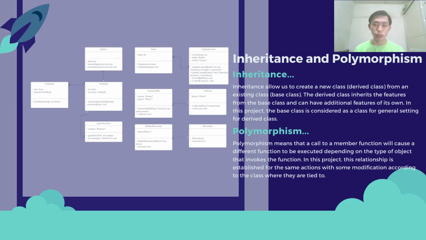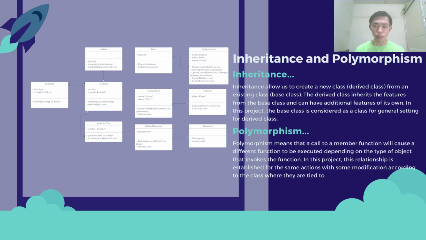So it will be my turn to talk briefly about inheritance and polymorphism in our project. Inheritance allows us to create a new class, which is called a derived class, from an existing class, which we call the base class. The derived class will inherit the features from the base class and can have additional features of its own. In this project, the base class is considered a class for general settings for the derived classes.